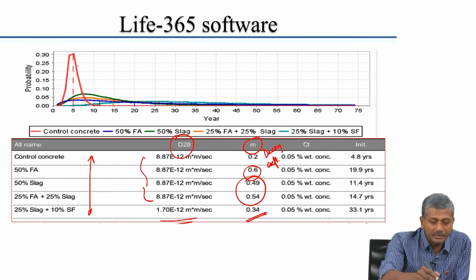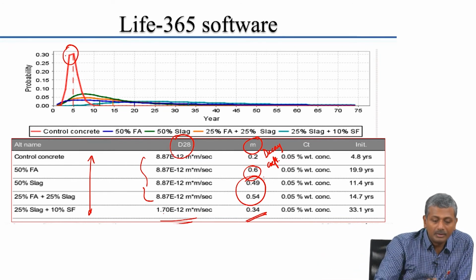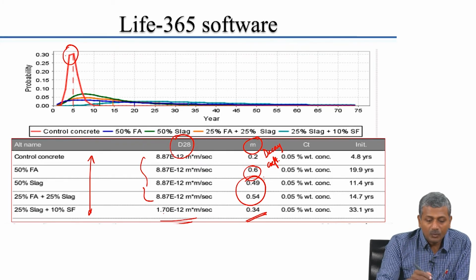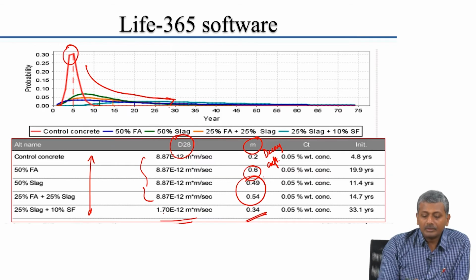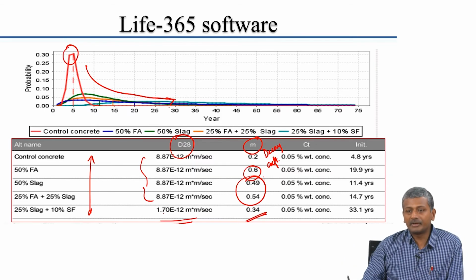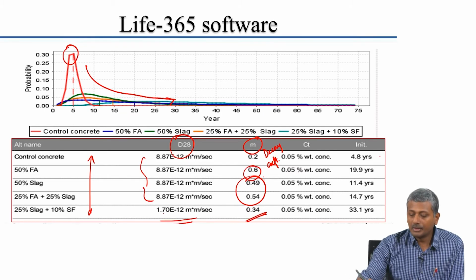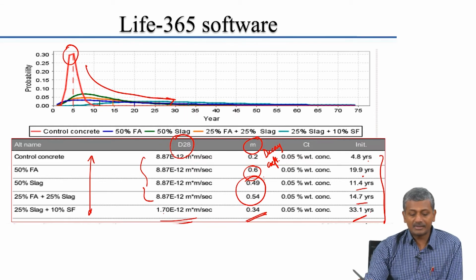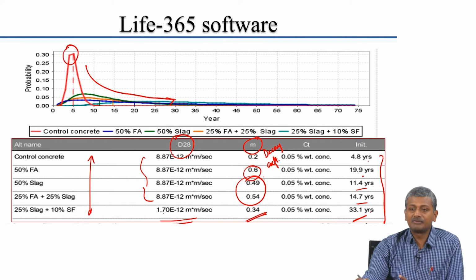So, because of that you start seeing that for the control concrete your average service life predicted in this environment is only 5 years, whereas the prediction of service life keeps on increasing for other binder systems that you are using in this system. So, the results are given here: about 5 years, 20 years in the case of 50% fly ash, about 12 years in the case of 50% slag, combination of fly ash and slag is 15 years, and silica fume and slag combination gives you 33 years. So, there can be a massive difference.